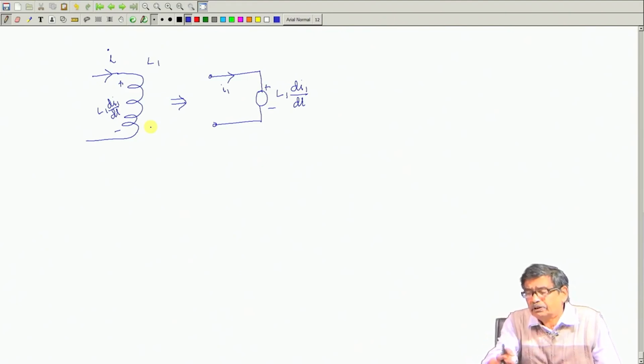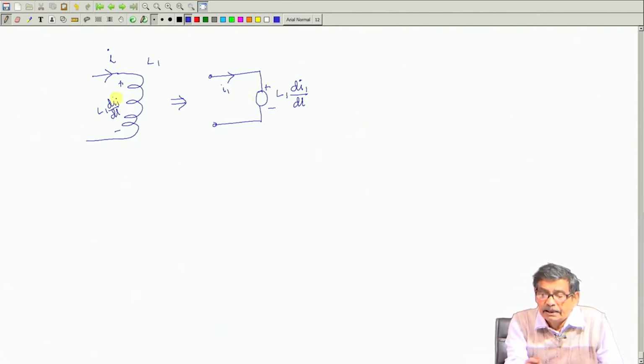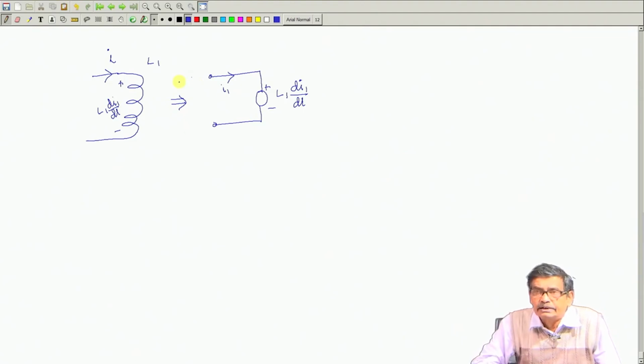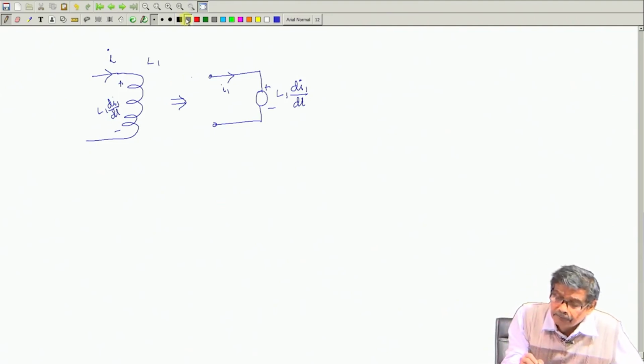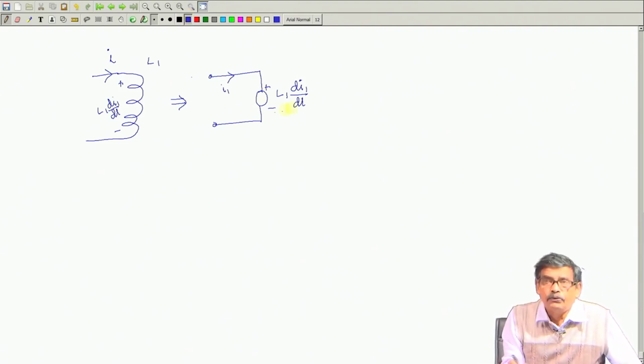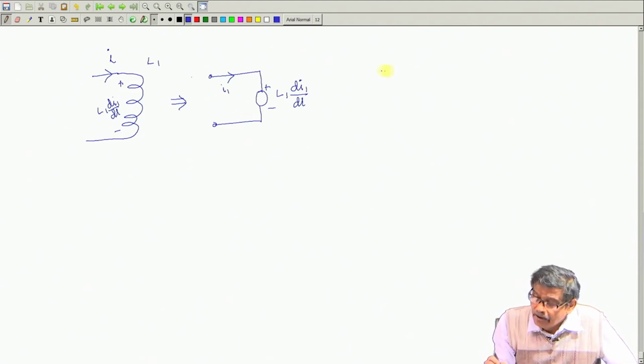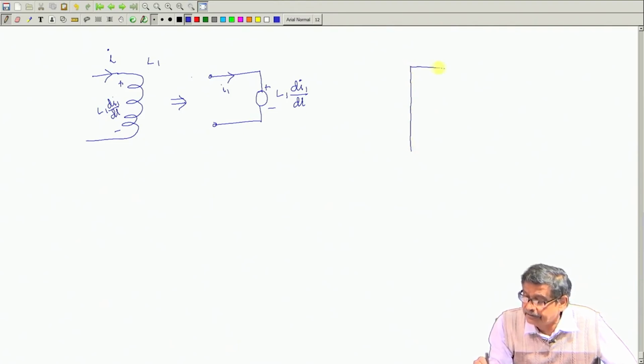And depending upon the value of dI1/dt, sometimes this inductance is going to store energy, sometimes it will pump back energy to the supply, where there are some sources connected and so on. So, anyway, that is the case. So, this is how we represent it. Now, I will draw the same diagram. This part is very important, you now try to understand.